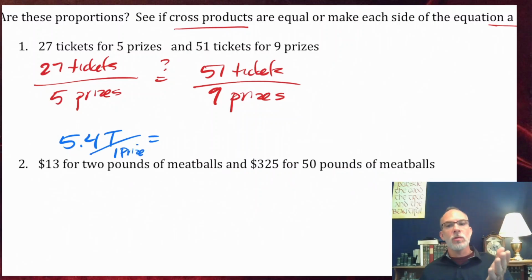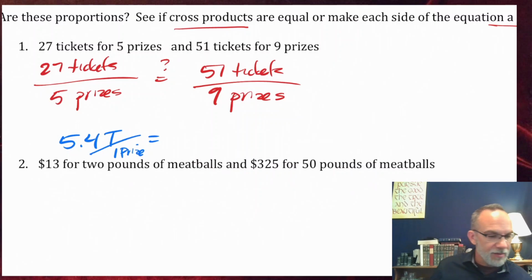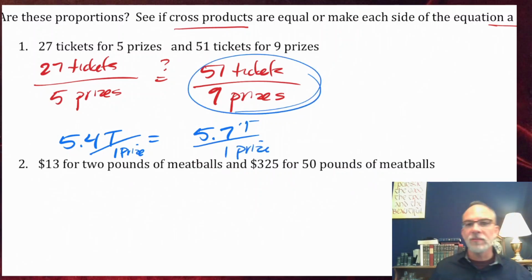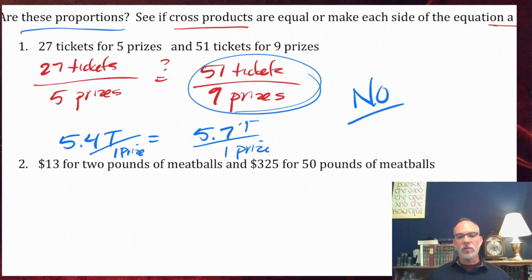Now that's called a unit rate, right? We talked about that in the last video. How many for 1 is a unit rate? So 5.4 tickets. What about 51 now divided by 9? That's going to be 5.7 tickets if you do the rounding for 1 prize. So the prizes over here are more expensive. Now, if there are better prizes, maybe that's worth it anyway. But you understand the idea, right? These are not proportions. Are these proportions? That was the question. No. They don't have the same relationship between tickets and prizes.